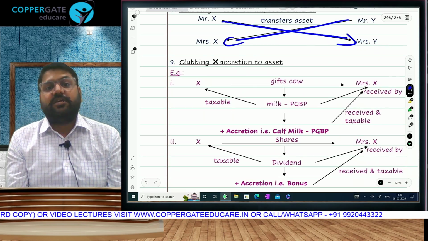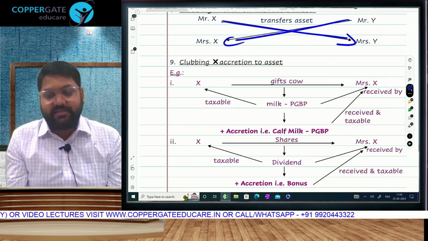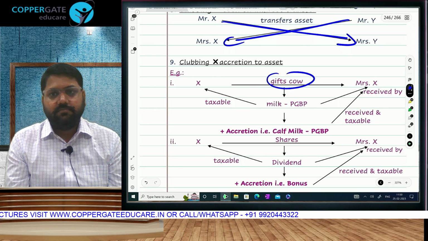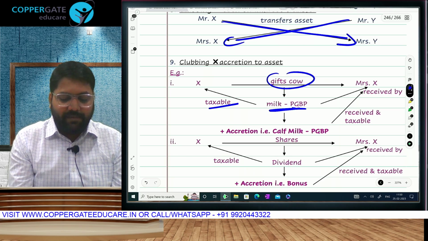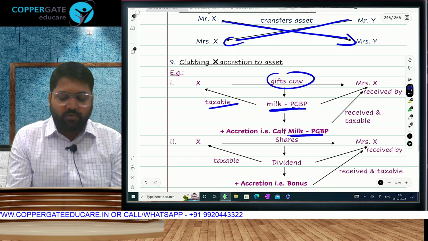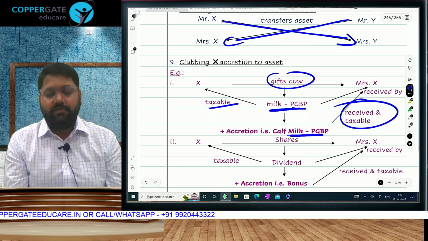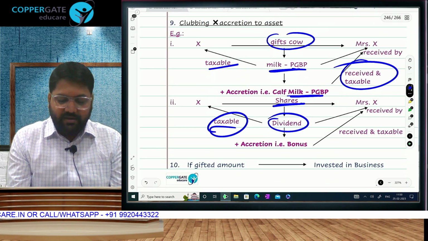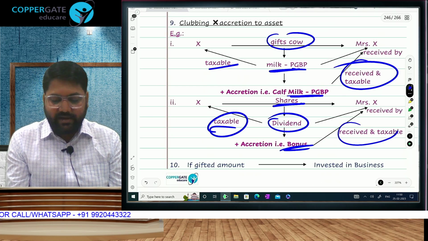However, there is accretion to the asset, where by virtue of an existing asset, another asset is created. Sir, how? For example, X is gifting a cow to Mrs. X. So the cow's milk income will be clubbed here, but the cow has given birth to a calf. That income will not be clubbed here. Supposing X is giving shares. So the shares' dividend will be clubbed, but there is a bonus. So that is accretion. That income will not be clubbed.